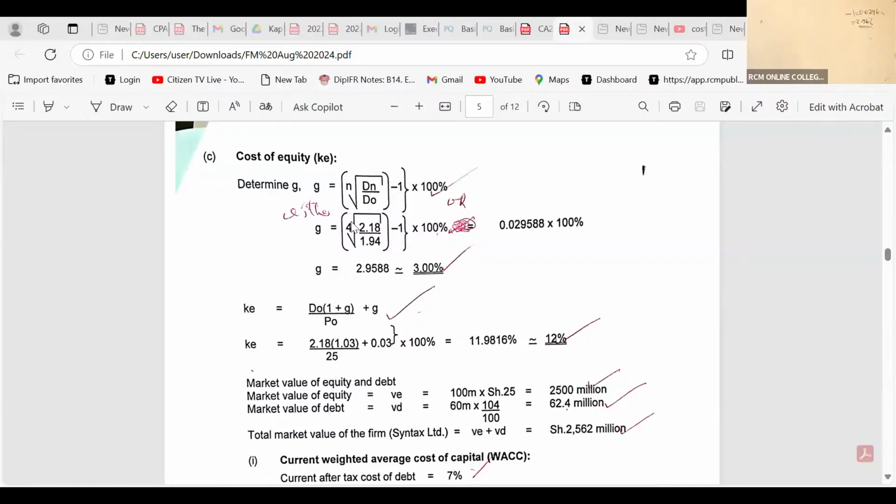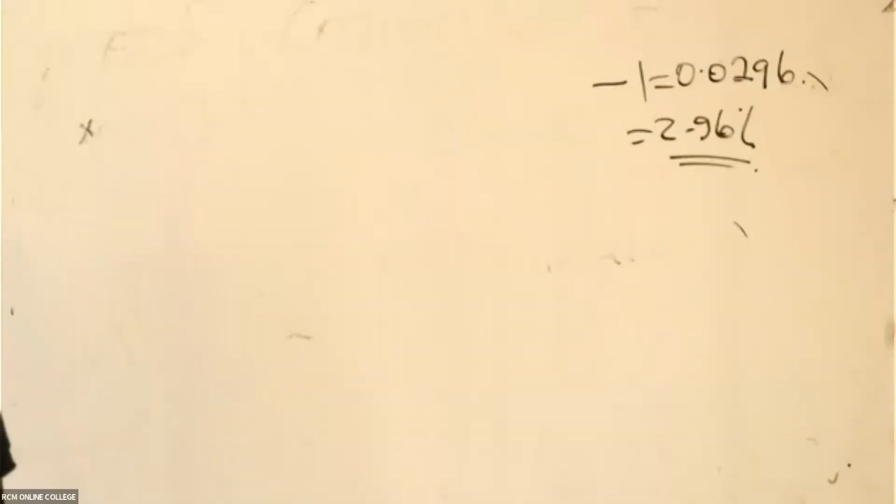Let's see here. They got here 0.029 something, but they chose to work with what here? The 3%. So this lady is asking what you want to calculate. It's very easy. This is what we did. I hope you have a calculator. I hope you have a scientific calculator.